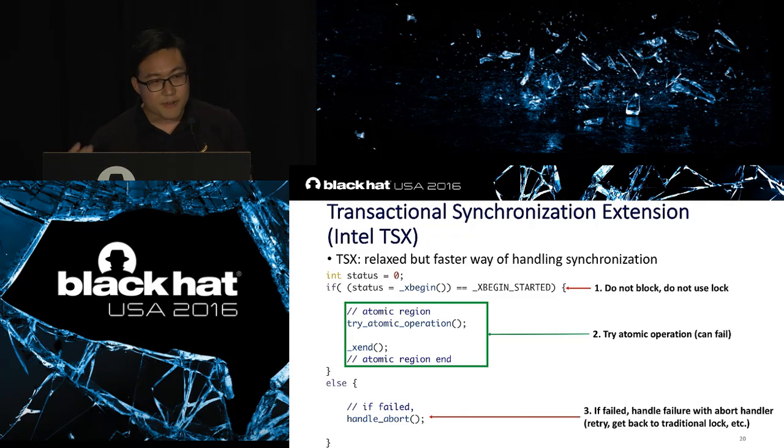If the atomic region is successfully committed, then the thread continues to run. But if it failed, it lets the programmer handle that in a different way. In that case, the programmer can fall back to guaranteed execution with the traditional lock, or they can try TSX again after resolving the data races or something.